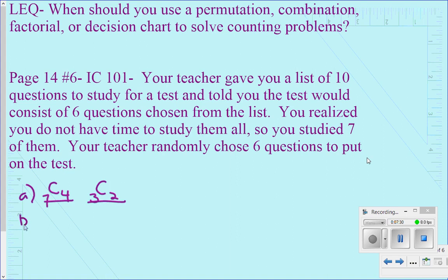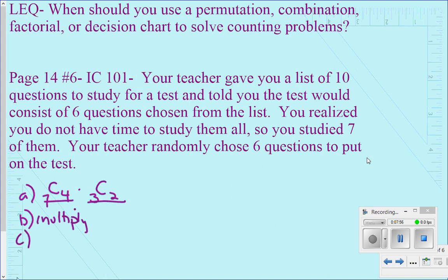Now, B says, to find the number of tests the teacher might have constructed, what should you do with these results? So in other words, this is the 4 that they're picking from the ones you did study, and the 2 that the teacher's picking from the 3 you didn't study. And this is an and. She's picking both. So and means that we should multiply. So there, I was just looking for you to say multiply.